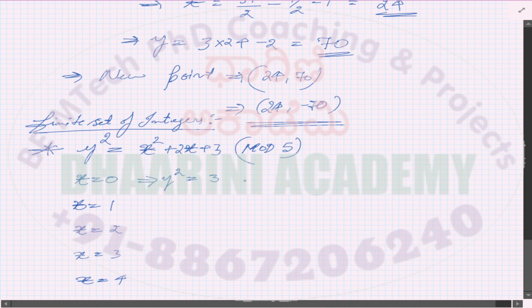So what is the answer? If you put y is 4, that should satisfy this condition. If you put y equal to 4, y square is 4 square, that is 16. 16 mod 5 is 1, not 3. So for example, you said y is equal to 4 is an answer, so 4 square is 16, and I should take mod 5.